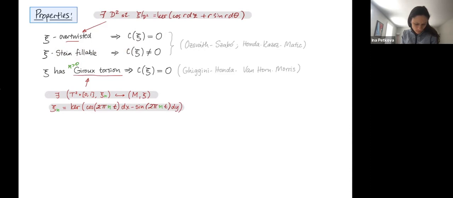Another property that was proven in the first few years after this definition is: suppose your contact structure has Giroux torsion, which is where you have a thickened torus in your manifold with a certain contact structure on it. You could think of the contact planes as inducing a foliation by parallel lines on the torus. And as you push into the thickening in the I direction, they each rotate a little bit. As they make a full turn, you get what I would call a one torsion, or a two pi torsion is usually how you would see it. And if you have that, you get contact class zero.